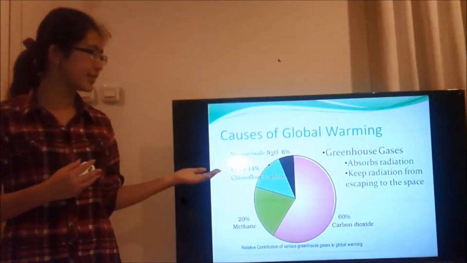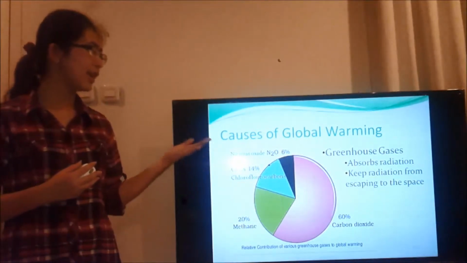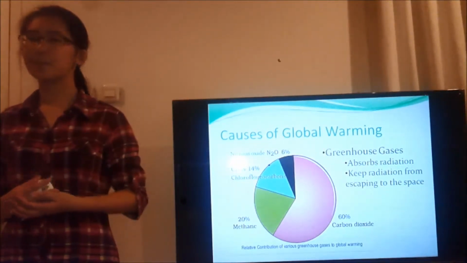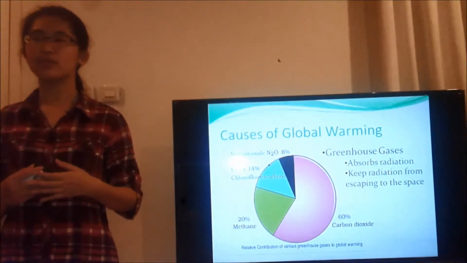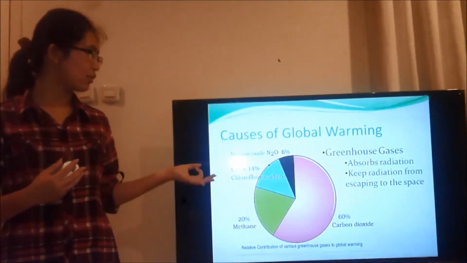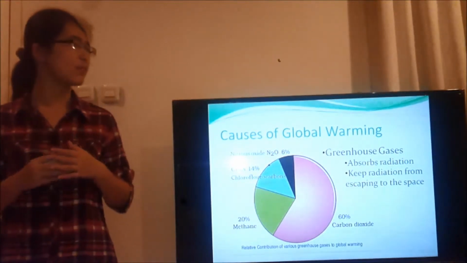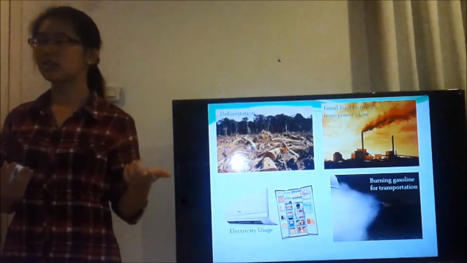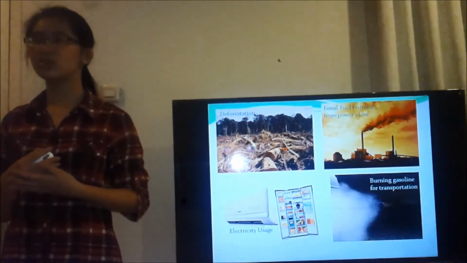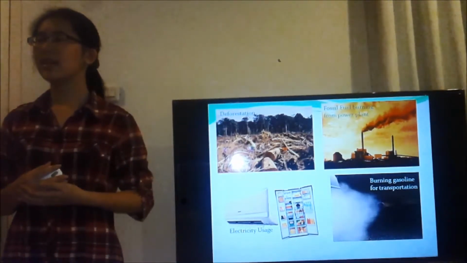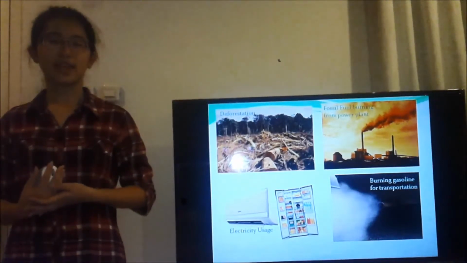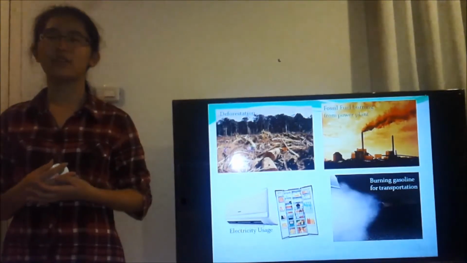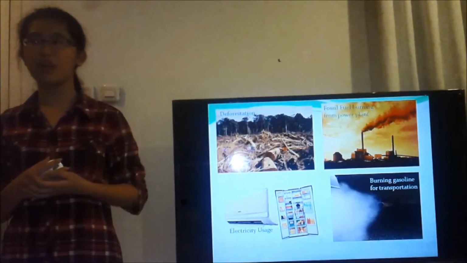And these are the greenhouse gases: carbon dioxide, methane, chlorofluorocarbon, and also nitrous oxide. As you can see in the slide, carbon dioxide contributes the most to global warming. That means every human activity that produces carbon dioxide, methane, chlorofluorocarbon, or nitrous oxide is a cause of global warming. For example, deforestation: there are no plants to absorb the carbon dioxide in the air. Fossil fuel and gasoline burning also produce carbon dioxide and nitrous oxide. Electricity usage indirectly produces carbon dioxide, and air conditioning and refrigerators produce chlorofluorocarbon. So these are the causes of global warming. We are moving to the next point, which is the effects of global warming.